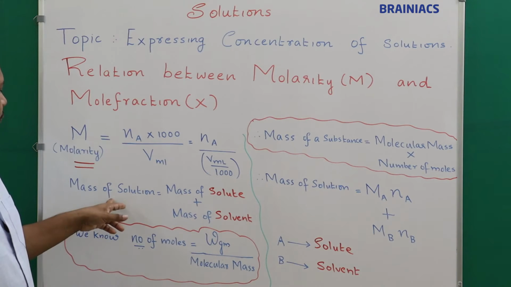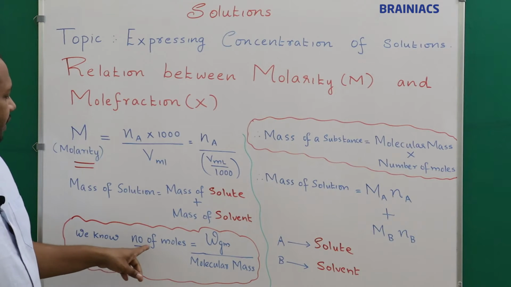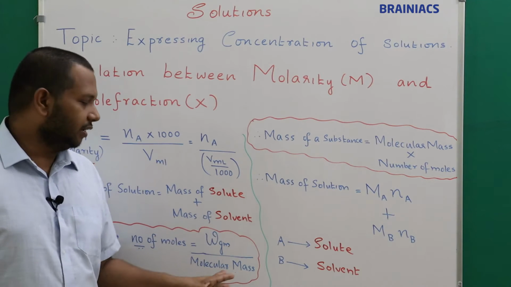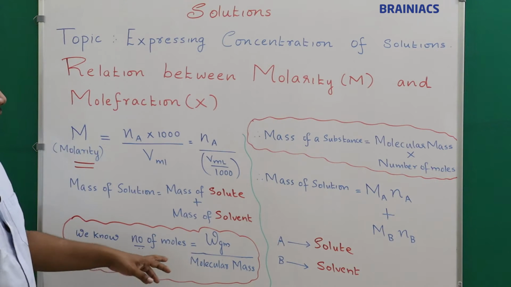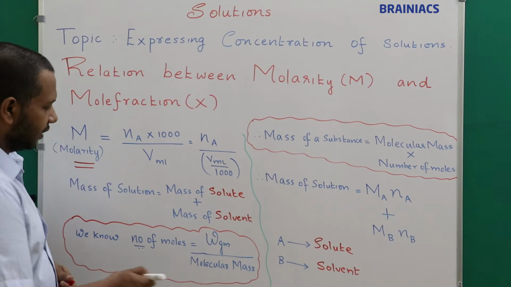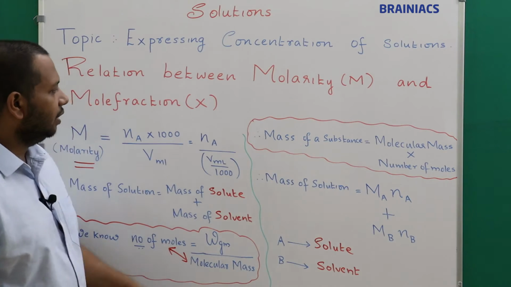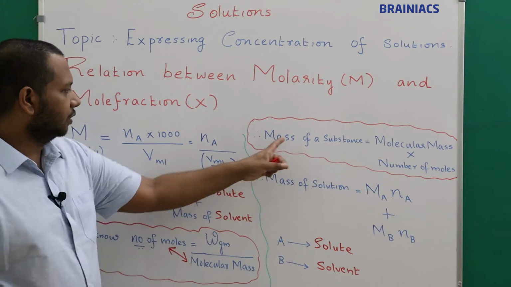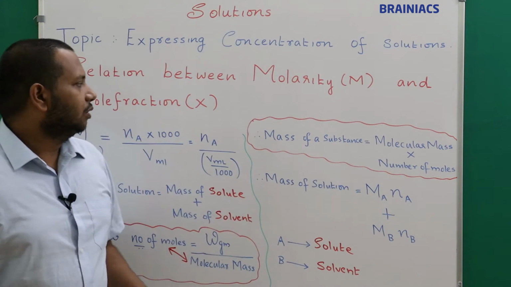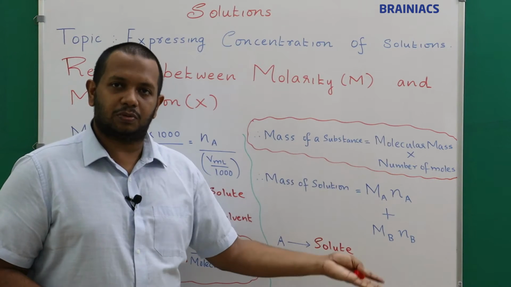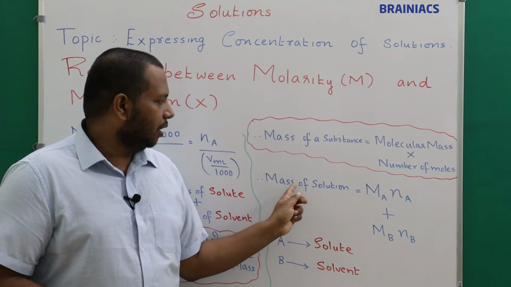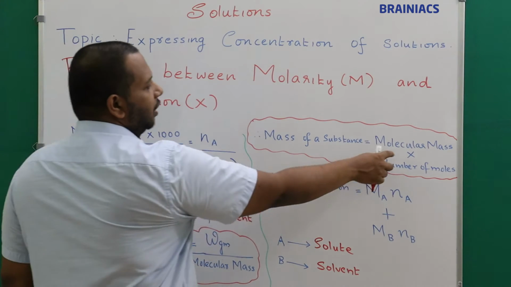Now listen here, we need to find mass of the solution. From the basic definition, number of moles is equal to weight in gram divided by molecular mass, correct? So how can you find the weight in gram, or the mass of the substance? This can be cross multiplied. So mass of the substance, that is weight in gram of the substance, is equal to molecular mass multiplied by number of moles. This substance can be solution or solvent or solute, anything. So now instead of a substance I can write mass of the solution. How can I write it in terms of molecular mass and number of moles?